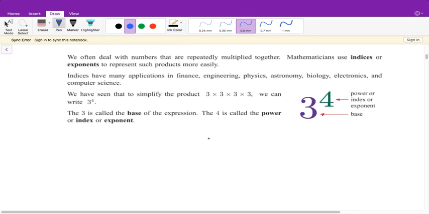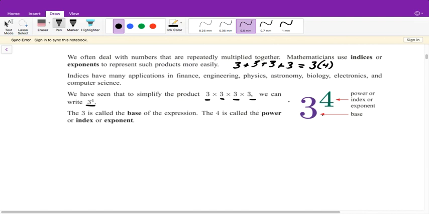We often deal with numbers that are repeatedly multiplied together, and mathematicians use indices or exponents, they're interchangeable, to represent such products more easily. If you recall in chapter 1, we talked about 3 plus 3 plus 3 plus 3, and we said that we can rewrite this as 3 times 4 in order for us to do this a little bit more easily, or in cases where we're using variables, where we can combine them easier. Same thing goes with exponents. If we have 3 times 3 times 3 times 3, we don't want to rewrite this every single time like that. We want to rewrite it as something easier, and we can rewrite it as 3 to the fourth power.